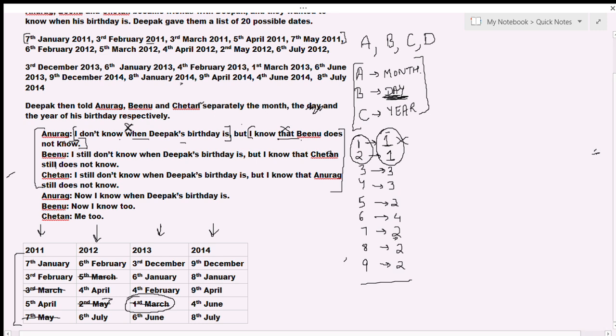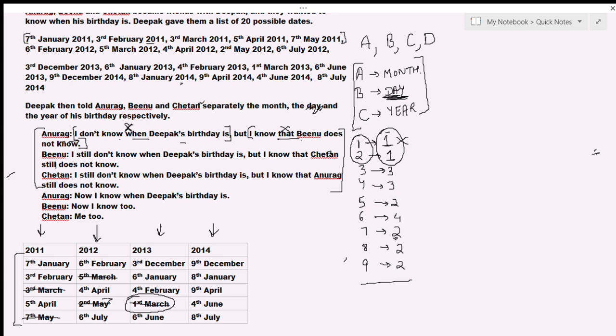Now let us come to Binu. I still don't know when Deepak's birthday is. Now focus only on the first part of Binu's statement. Binu knows the day. Now if Binu knows the day, why is he saying that I still don't know when Deepak's birthday is?